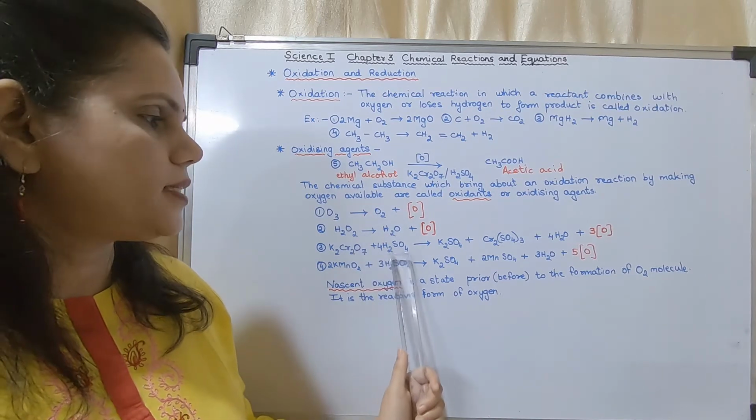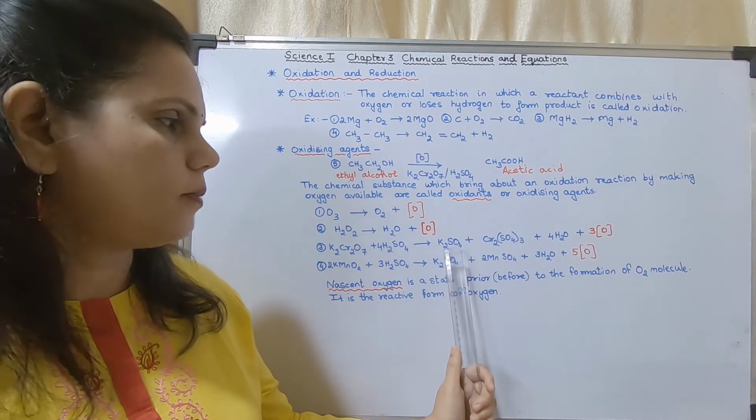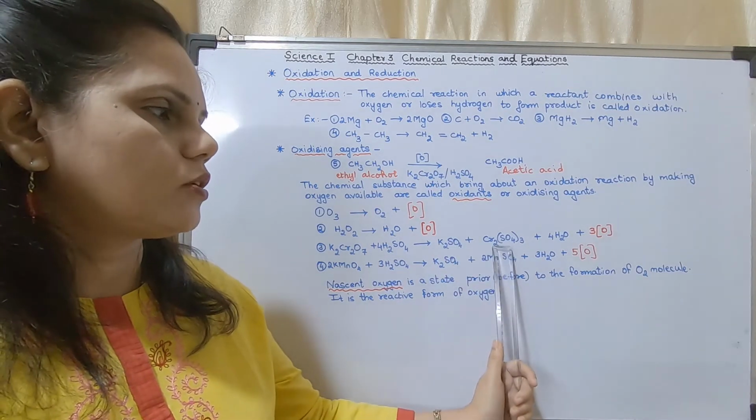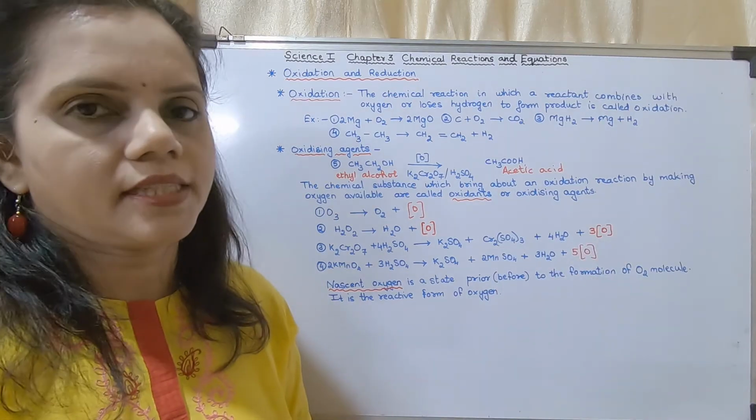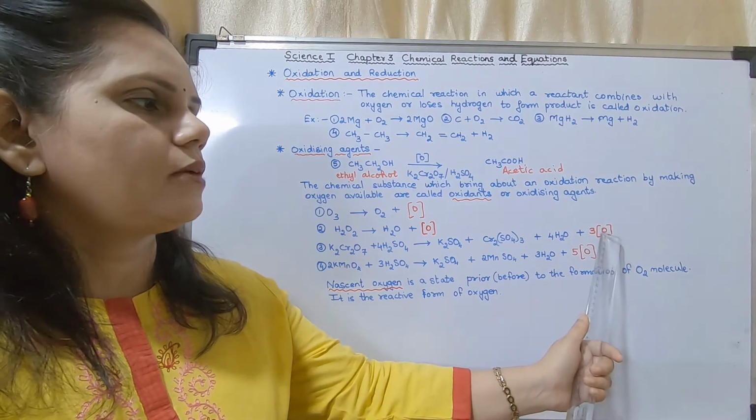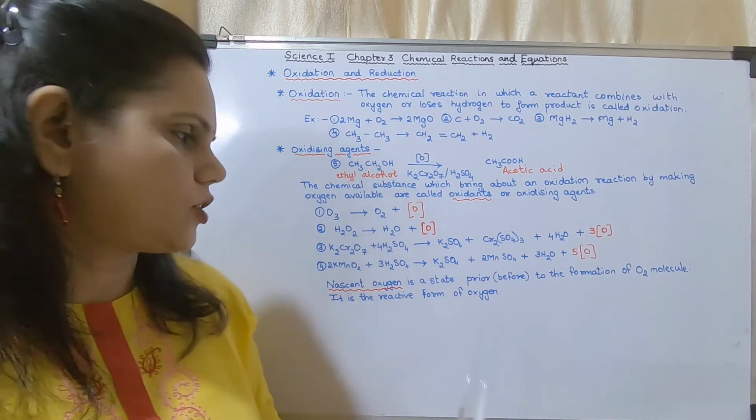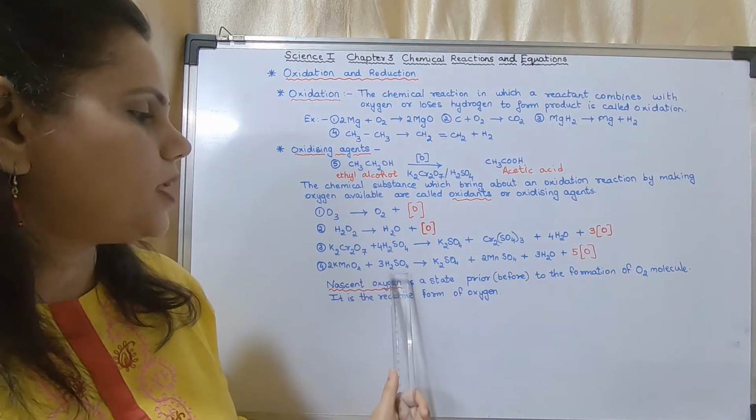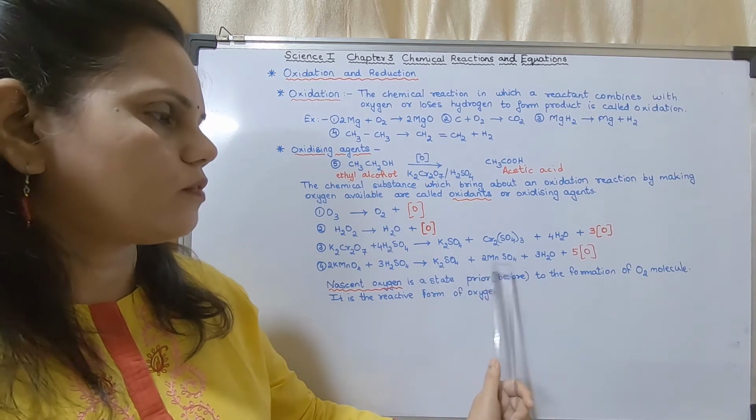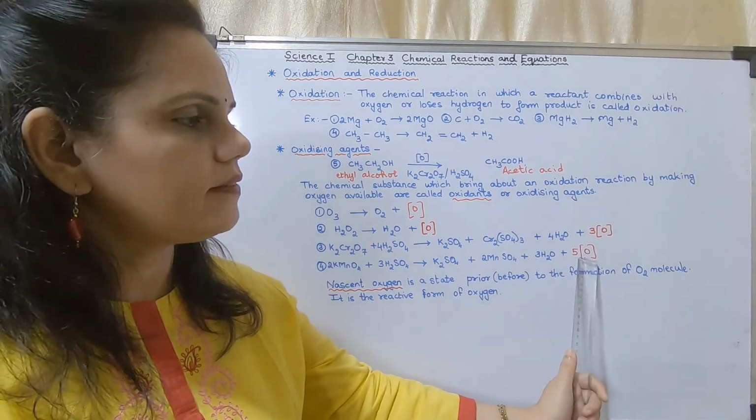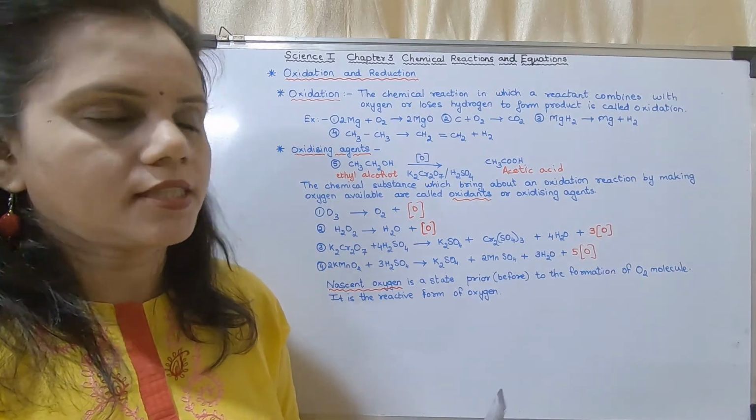Potassium dichromate in presence of H2SO4, that is sulfuric acid, will form potassium sulfate plus chromium sulfate plus H2O and 3 molecules of nascent oxygen. This oxygen is available for somebody else, which will carry out an oxidation reaction. So 2KMnO4 plus 3H2SO4 gives K2SO4 plus 2MnSO4 plus 3H2O plus 5 nascent oxygen. That nascent oxygen will carry out the oxidation reaction.